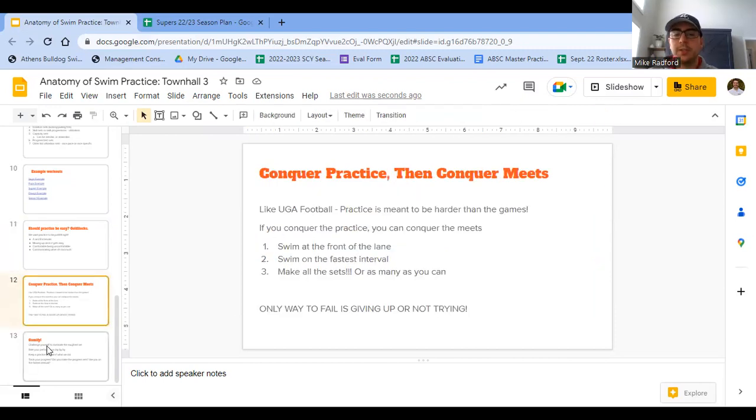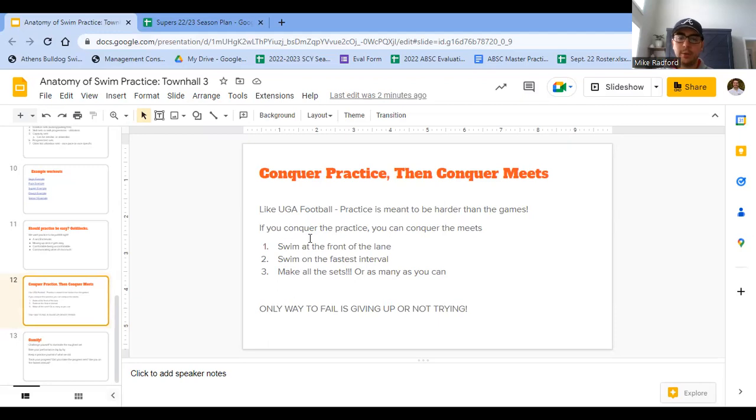So to end with a couple pieces of advice here, I try to say two things. Number one, conquer practices first. Conquer practice, then conquer meets. If you can conquer practice, meets will be a piece of cake. That's what we want. We want the UGA football principle here. Practice is meant to be harder than the games. Practice is meant to be harder than the swim meets.